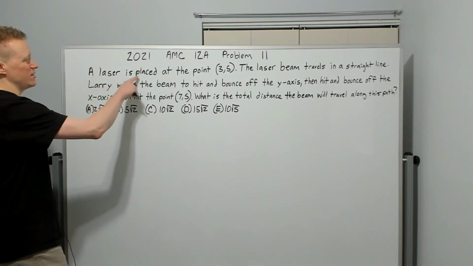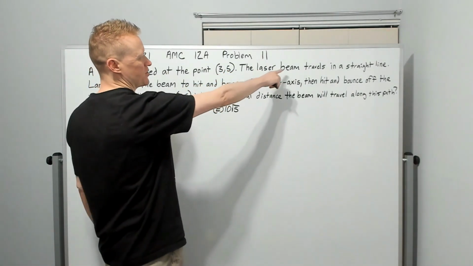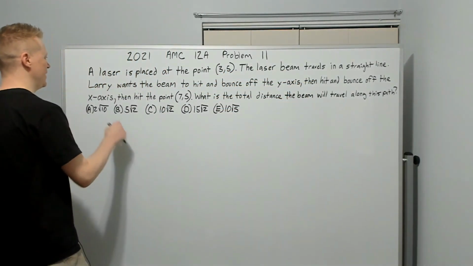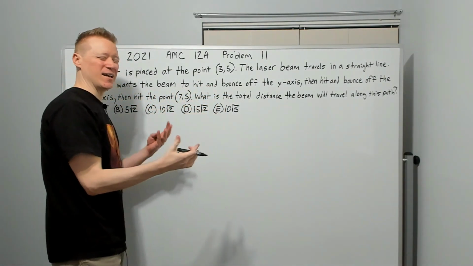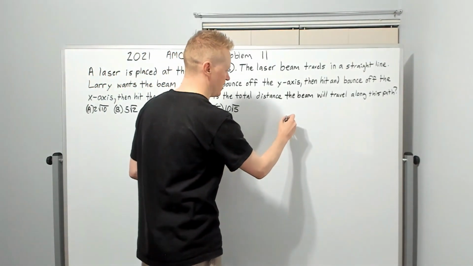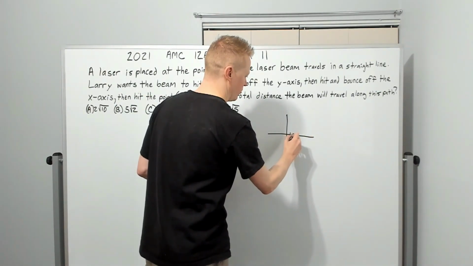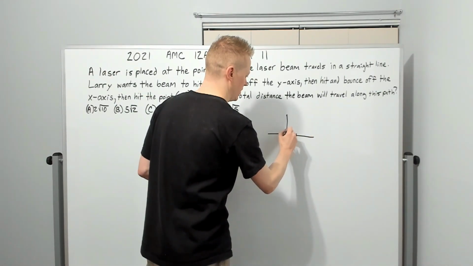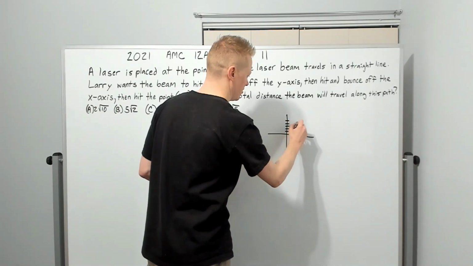Okay, a laser is placed at the point 3,5. The laser beam travels in a straight line. Larry wants the beam to hit and bounce off. Okay, at this point, you don't know what they're doing anymore. Just draw a picture so you can understand what you're saying. So you're at 3,5. 1, 2, 3. 1, 2, 3, 4, 5. Okay, so you're right here.